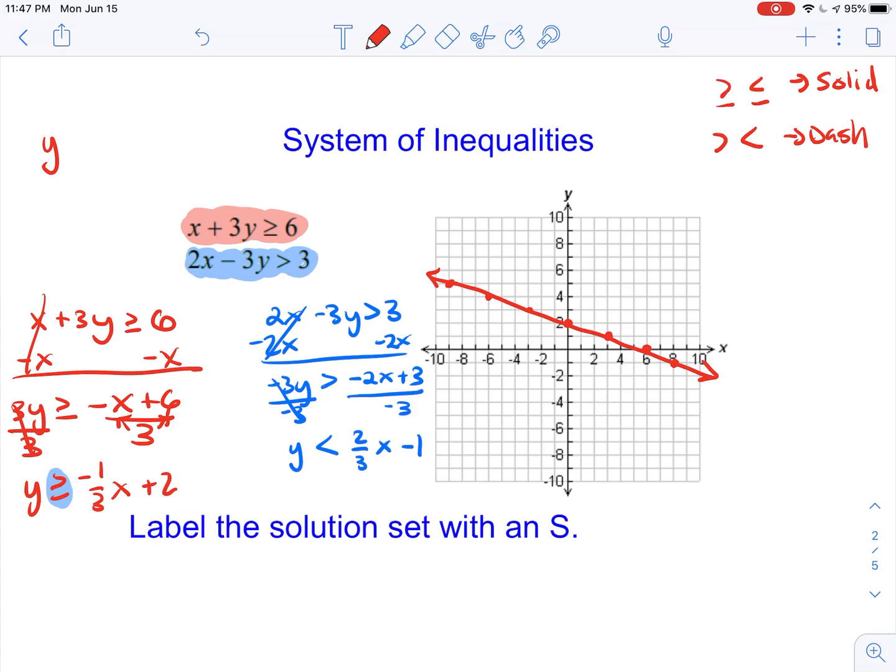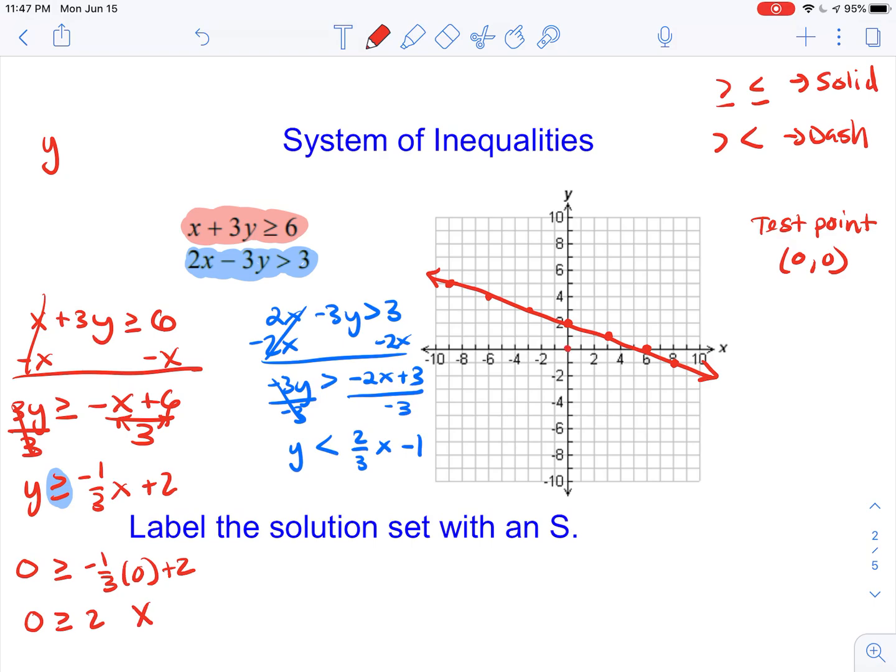Now, the last thing I need to do is worry about my shading. So one way to test the shading is to use what's called a test point. Okay, typically a test point, unless it goes through that, is going to be 0, 0, 1, 1, 2, 2, something easy to calculate and not so easy to make mistakes. So when I use my test point, basically I plug it in, evaluate fully, and decide, is this a true statement? So is 0 greater than or equal to 2? It is not. It is false.